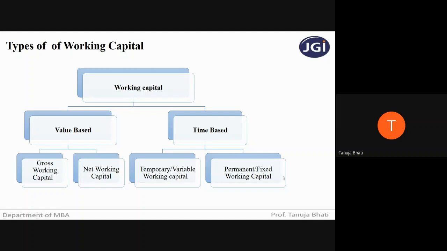And permanent working capital is that minimum amount which the company is going to keep with it to run its operation without any distraction or interruption. So this is called permanent working capital. So based on time, you have temporary and permanent. Based on value, you have gross and net working capital. Is this clear? What is the meaning of working capital and types of working capital? Are these two parts clear to everyone?